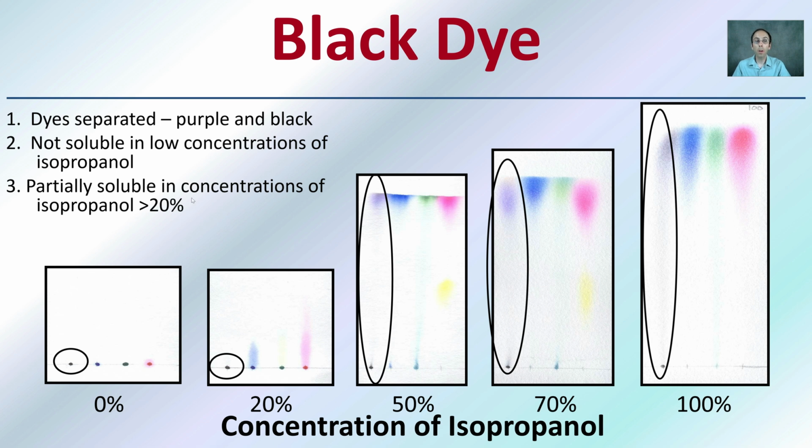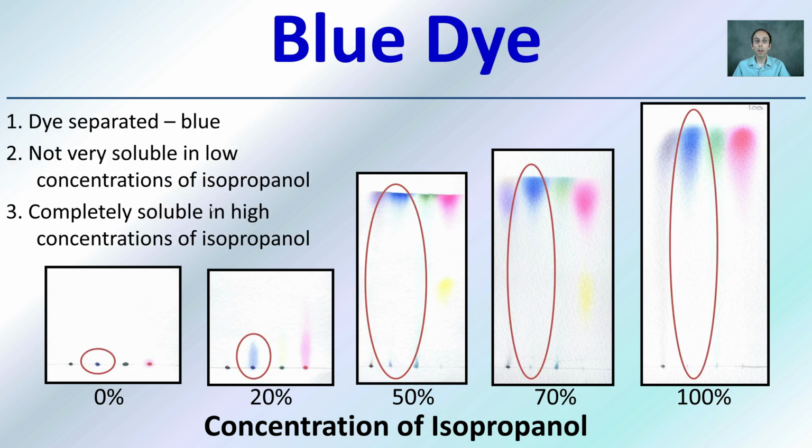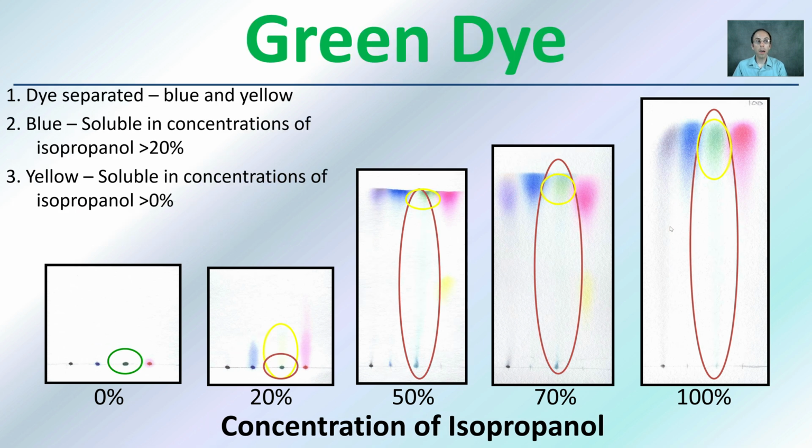Those dyes do separate into purples and blacks, not soluble in low concentrations, partially soluble in concentrations greater than 20%. If we use this same model here and look at blue dyes, we can see also not very soluble, but completely soluble at higher concentrations. So this is again an example where you'd want to run this experiment at a higher concentration. And then we have green dyes. It's separated into blues and yellows, which might be a little hard to see, but I'll try to highlight some of them here.